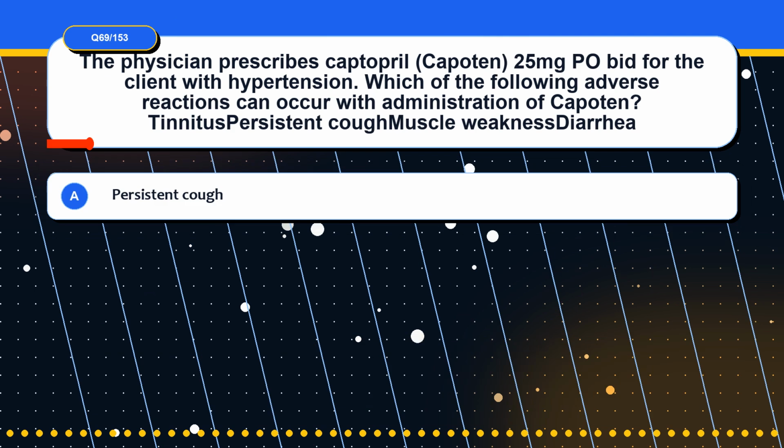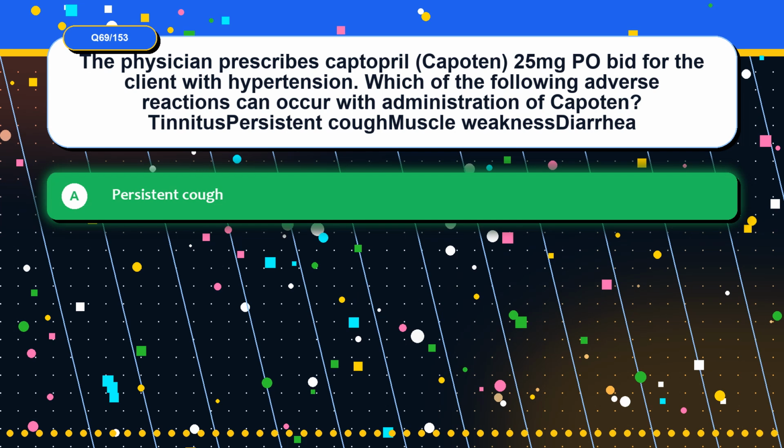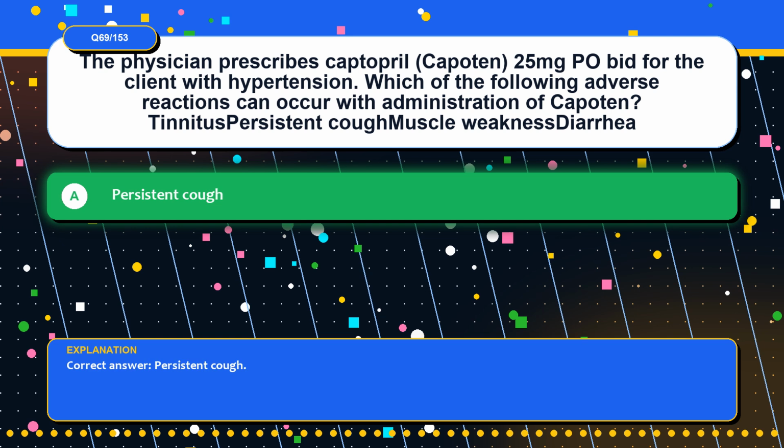Question 69. The physician prescribes captopril 25 mg PO BID for the client with hypertension. Which of the following adverse reactions can occur with administration of Capoten? Tinnitus, persistent cough, muscle weakness, diarrhea. Here are the options. Option A. Persistent cough. The correct answer is option A. Persistent cough.